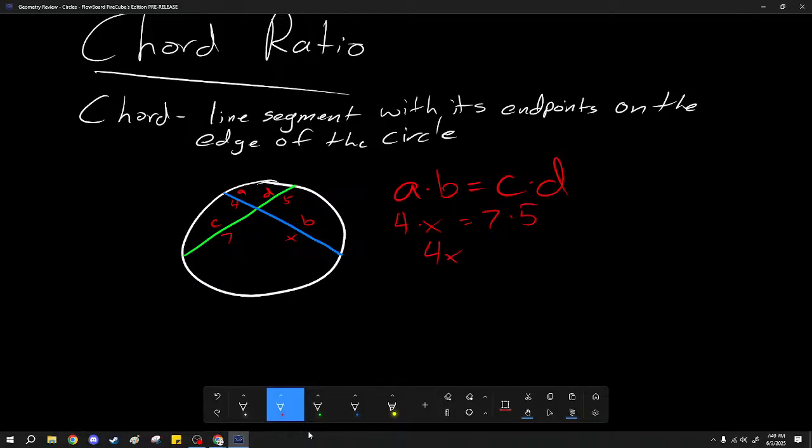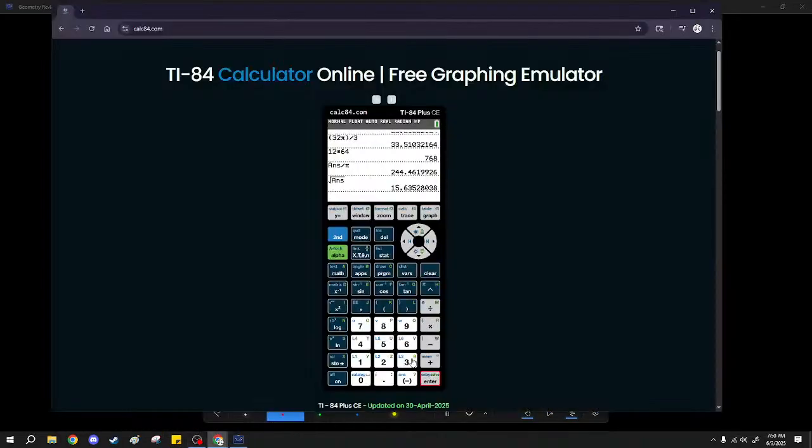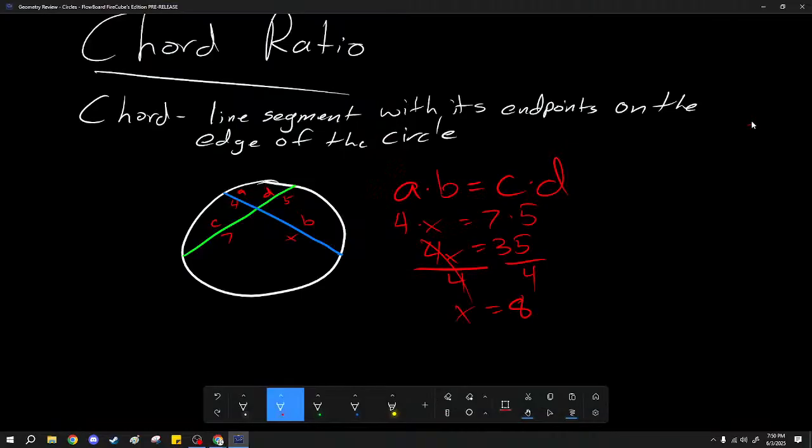4 times X is 4X. 7 times 5 is 35. To get rid of a number that's multiplying, you do the opposite. So you divide. These cancel. X is equal to whatever 35 over 4 is. 35 divided by 4 is 8.75. That is as difficult as these really get.